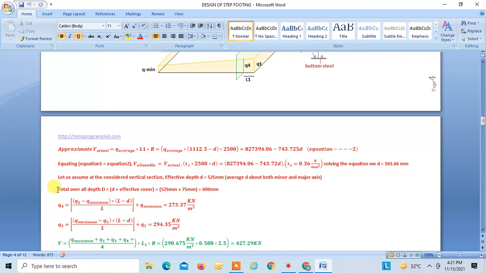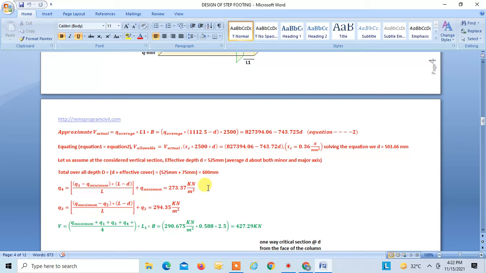Now from that we can assume overall depth. Overall depth is equal to effective depth D plus effective cover. Effective cover given to us is 75 mm. So 525 plus 75, that is equal to 600 mm. So this is how we finalize our overall depth, that is 600 mm. Now we have to do various checks and see whether this depth is satisfying all the criteria or not.